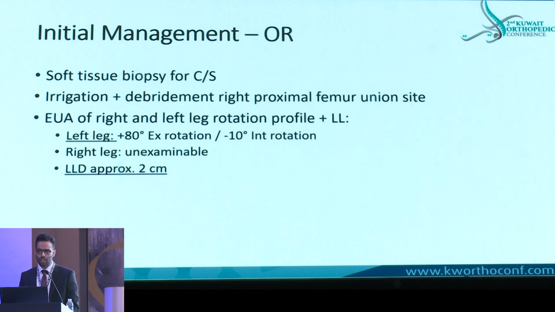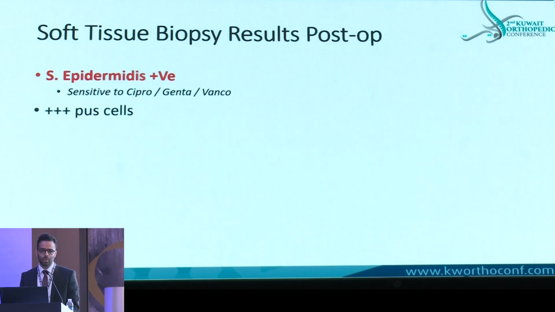While the patient's under a general anesthetic, it's easier for me to assess the rotational profile of his unaffected side. His left leg showed 80 degrees of external rotation and 10 degrees of internal rotation. The right leg is already fractured, so we cannot assess it. Finally, I was able to confirm the leg length discrepancy, which I had preoperatively, of around 2 centimeters. Unfortunately, the soft tissue biopsy we obtained was positive for staph epidermidis. It was sensitive to Cipro, Genta, and Vanco, and there were many pus cells.